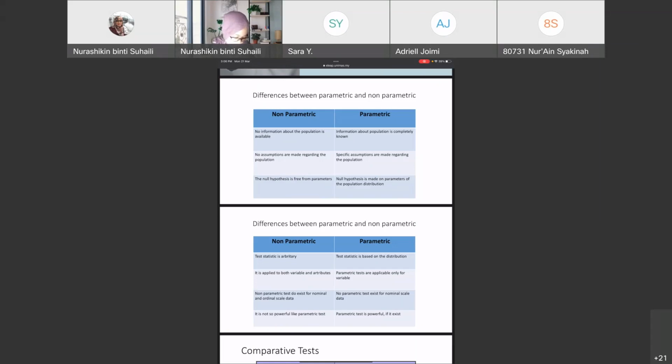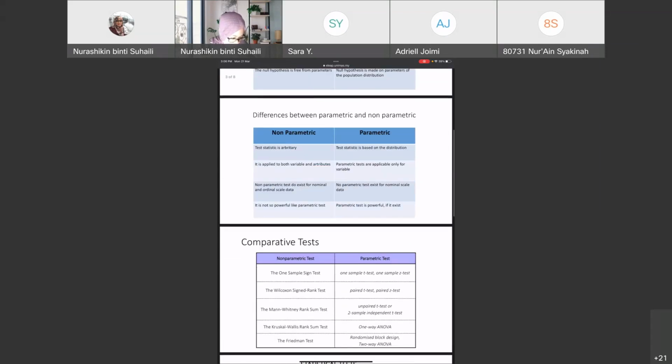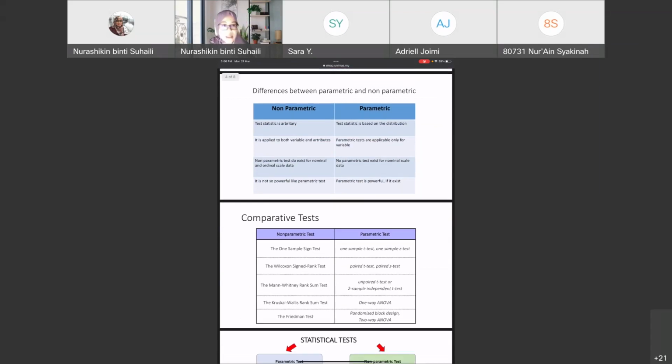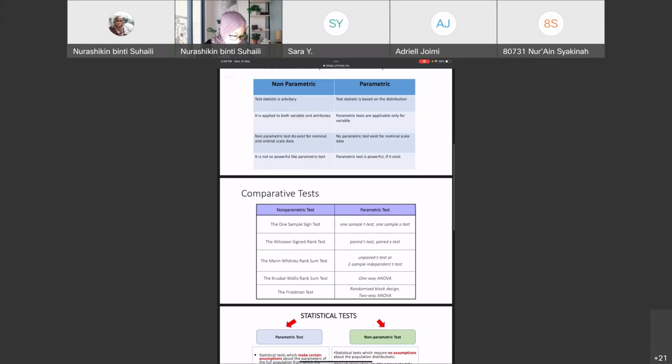So those are the things that you need to know between parametric and non-parametric. Don't worry, you will understand better when you go through both topics later. This is just to introduce what we will cover. Non-parametric tests will be covered in LU2. Parametric tests will be covered under LU3. Those are the types of tests.